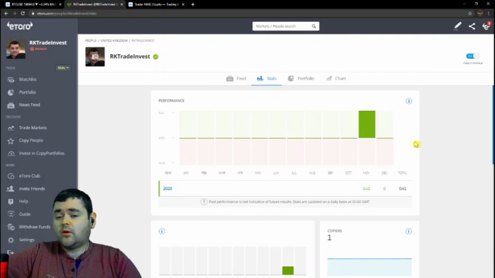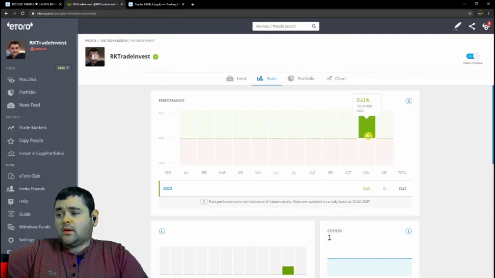I'll show you all these stats for eToro. They're all completely public, so traders can't hide anything from other users on their eToro account. It's one of the very good things about it. There's no faking on eToro. It's all public, real information.